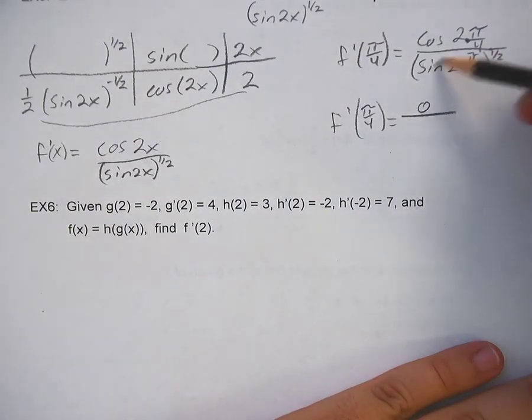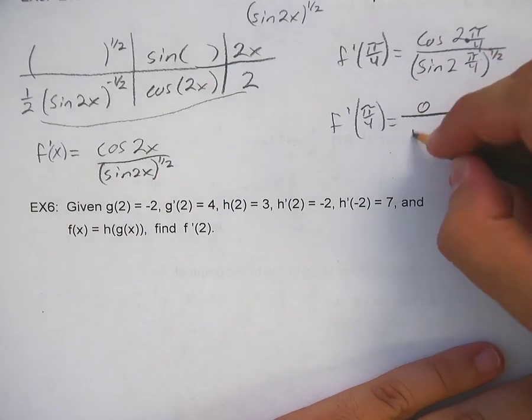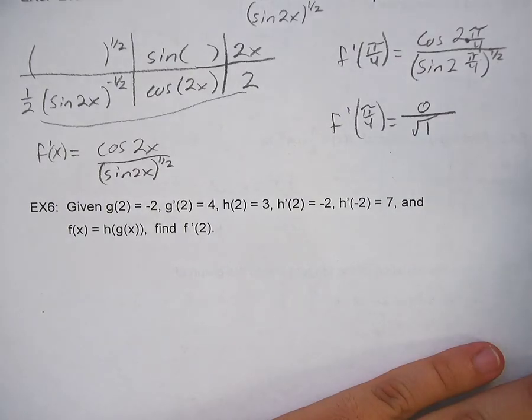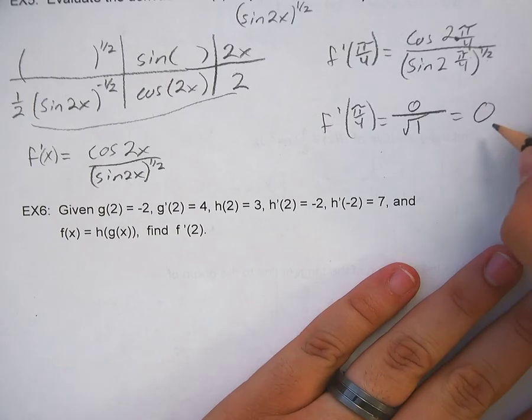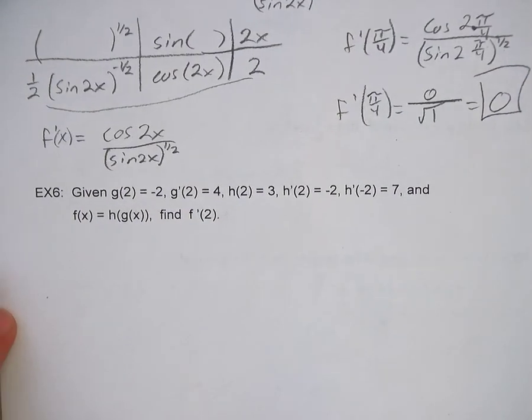Now down here, the sine value at pi over 2 is 1. So you're left with the square root of 1. Or 1 to the 1/2 power, however you want to look at it. Either way, it's 0. Hot dog. Okay?